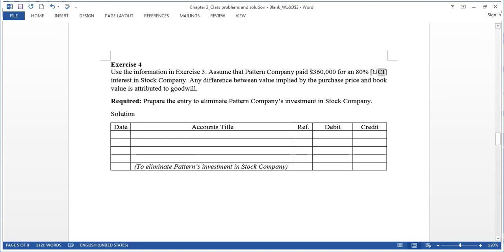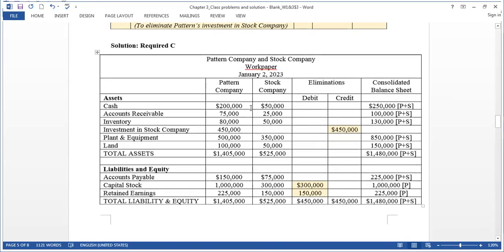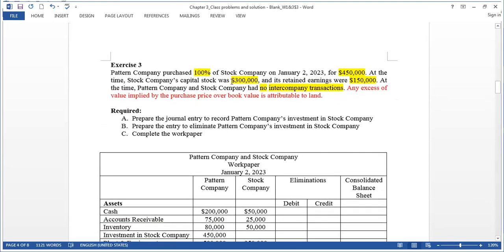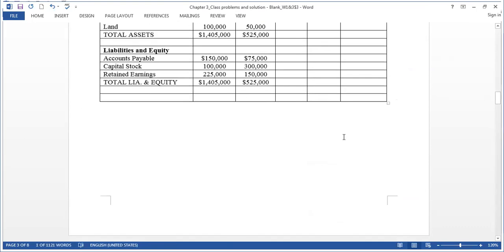So you have to establish our non-controlling interest. It is less than 100%. Any difference and common stock, you know that common stock was $300,000, retained earnings $150,000. So we are going to use all of their other parts. Their common stock 300, retained earnings 150. These are similar, no problem.